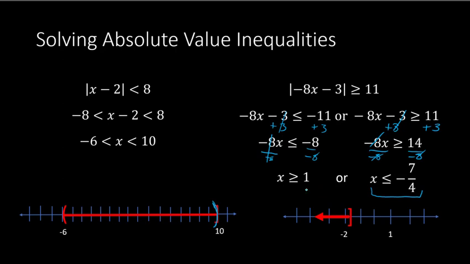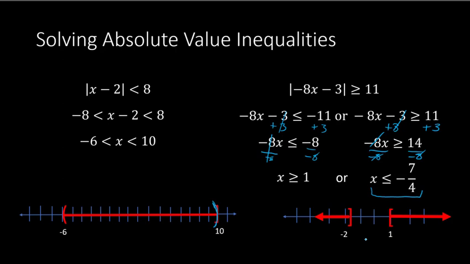And then the other part, x is greater than or equal to 1, we can start at 1, and then we shade into the right. And it's going to be, again, a bracket, because it has an equal sign with the statement. So your graph would look like this.